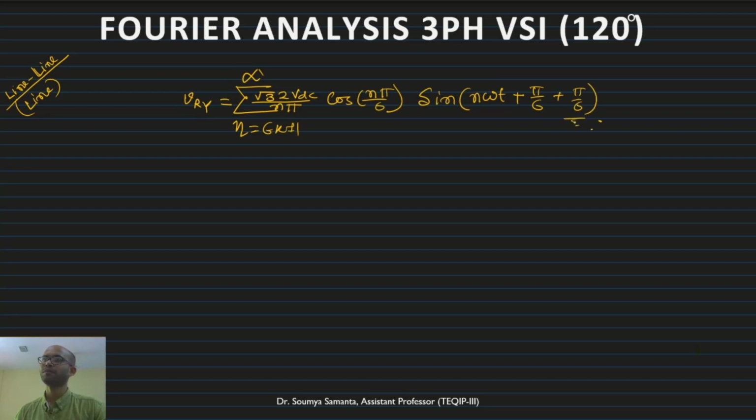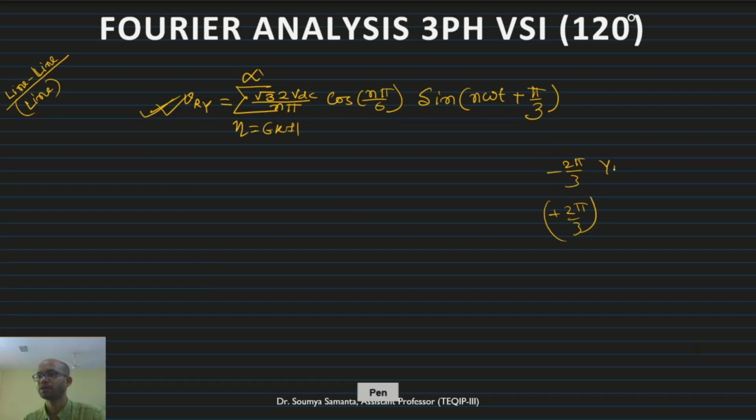This pi by 6 is because of the relationship between the line voltage and phase voltage. So if I convert this, this will be pi by 3. That is the final expression of VRY. Similarly, we can find out the other voltages, VYB and VBR, with the same expression. The only thing is that we have to subtract 2 pi by 3 for VYB, and again add 2 pi by 3 for VBR. That's the only change. The rest remains the same.